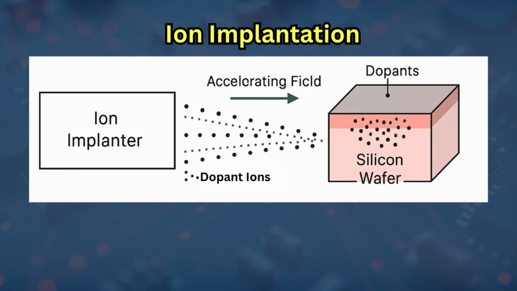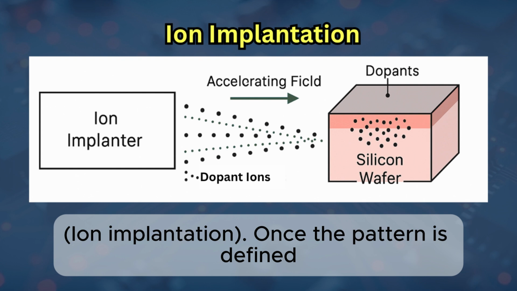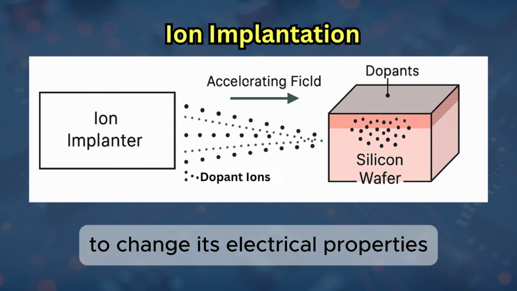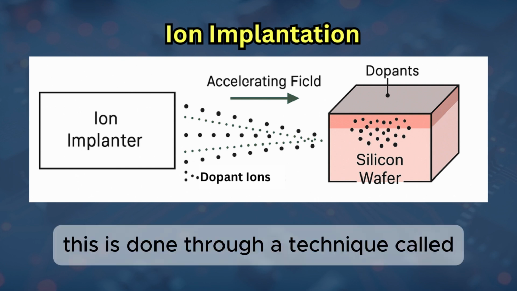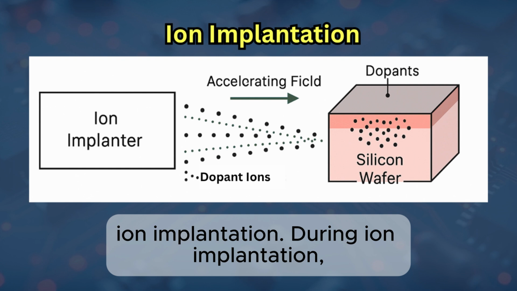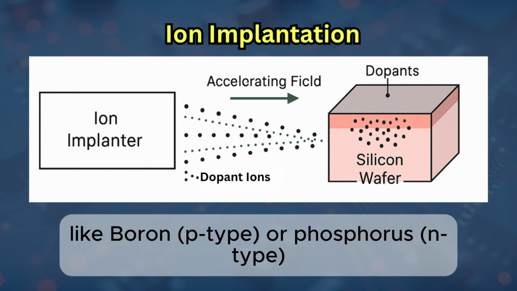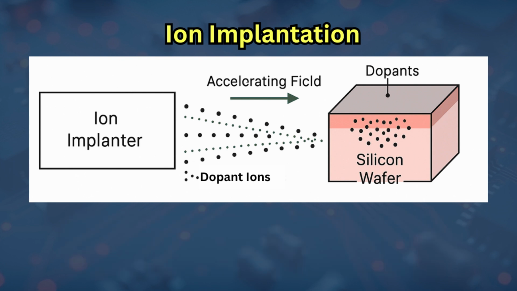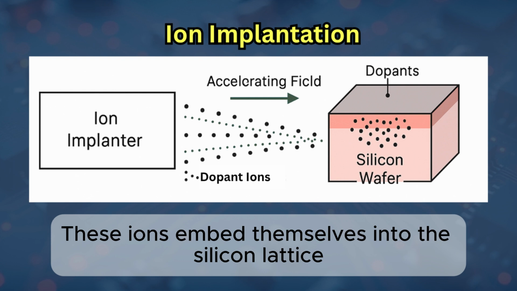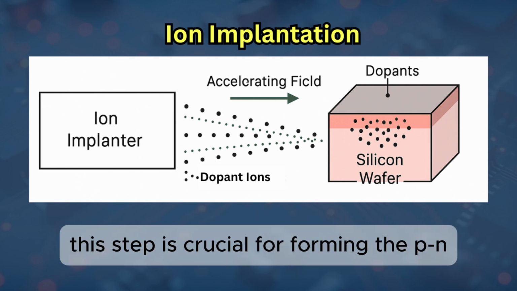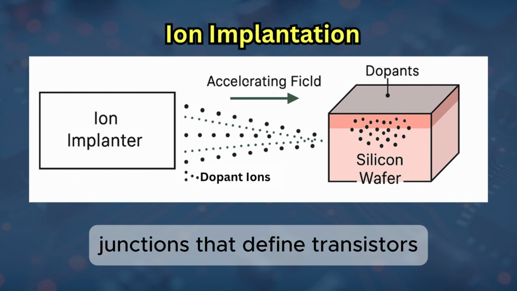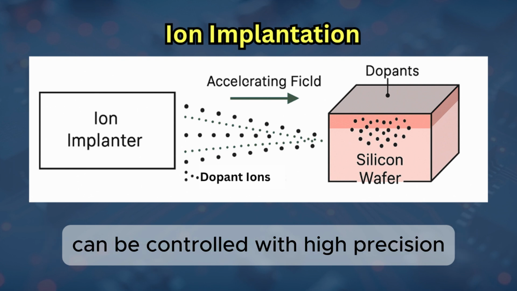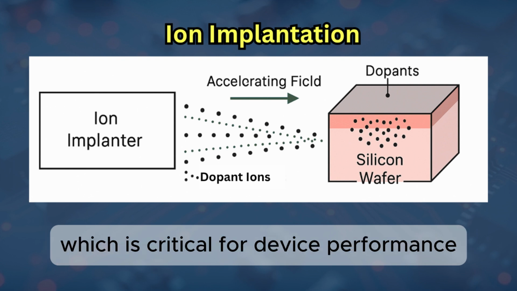4. Doping, ion implantation. Once the pattern is defined, we move to doping, which is the process of adding impurities to the silicon wafer to change its electrical properties. This is done through a technique called ion implantation. During ion implantation, ions of dopant atoms like boron (p-type) or phosphorus (n-type) are accelerated and directed at the wafer surface. These ions embed themselves into the silicon lattice, altering its conductivity. This step is crucial for forming the p-n junctions that define transistors, the fundamental building blocks of ICs. The depth and concentration of dopants can be controlled with high precision, which is critical for device performance.